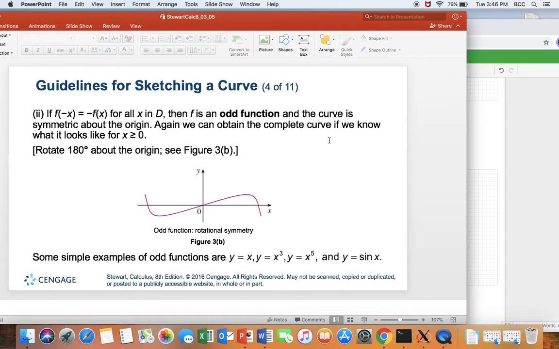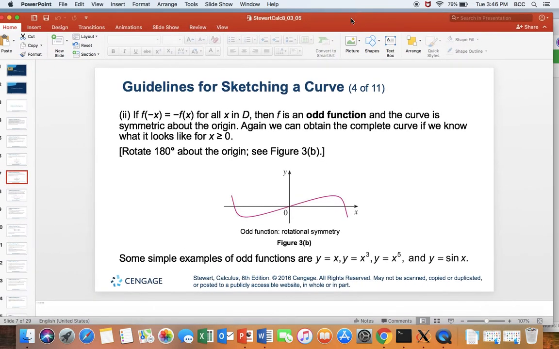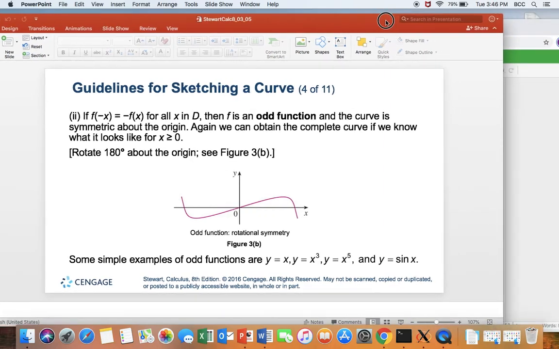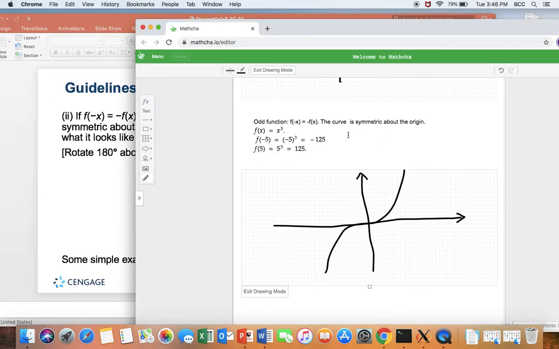So we can obtain the complete curve if we know how it looks for the right hand side, that is x greater or equal to 0. You take your curve and rotate it 180 degrees, okay? Another way of thinking about it, reflect, reflect once more. So all these functions, y equals x, x cubed, x to the 5, sine x, these are all examples of odd functions symmetric about the origin, okay?